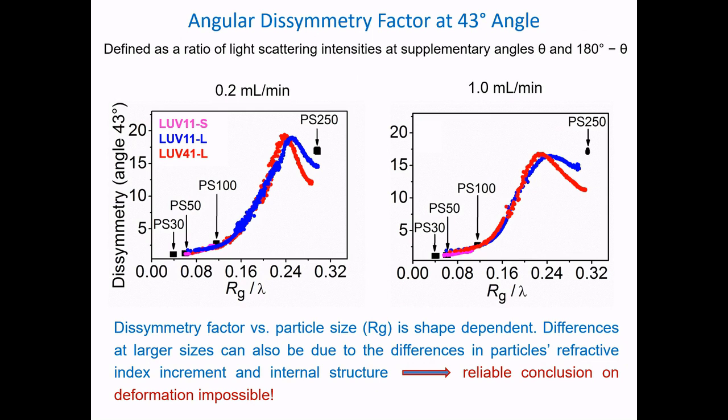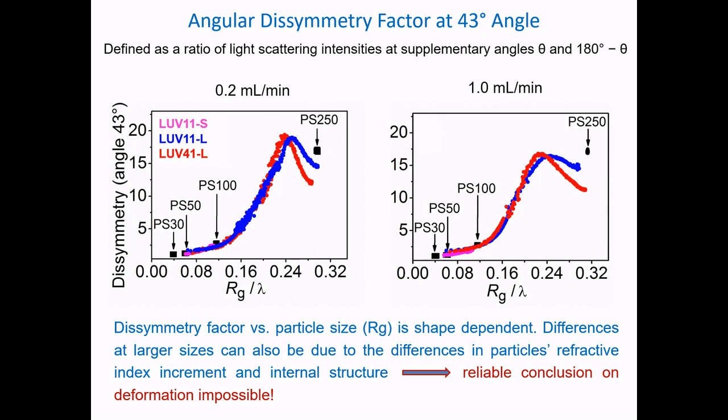Another way to extract the particle shape solely from static light scattering data is to plot the so-called dissymmetry factor as a function of particle size, since this curve depends on particle shape. Angular dissymmetry factor is the ratio of light scattering intensities at supplementary angles, in our case at 43 degrees. The dissymmetry factors were calculated for polystyrene latex standards and for large vesicles at each elution time over the peaks in their fractograms, which were recorded at the slowest and at the fastest longitudinal flows.